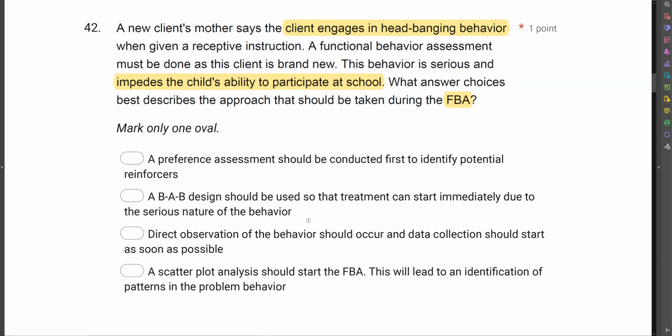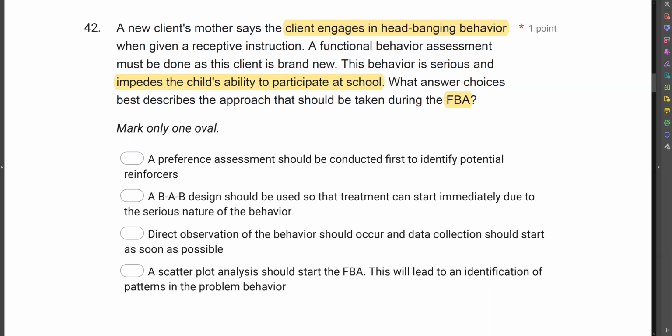So far, C looks best. D, a scatter plot analysis should start the FBA. This will lead to an identification of patterns in the problem behavior. Well, scatter plot analysis has its place. It's very effective for identifying when behavior occurs, right? If we're looking at specific times throughout the day, but it's not necessarily giving us the why.